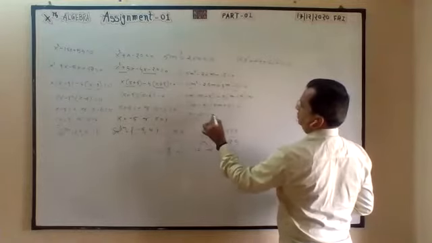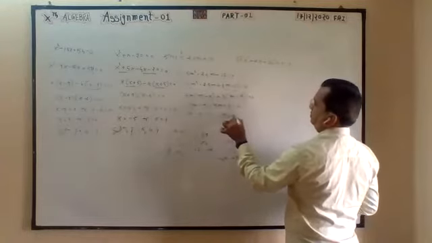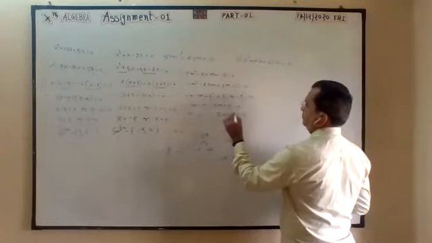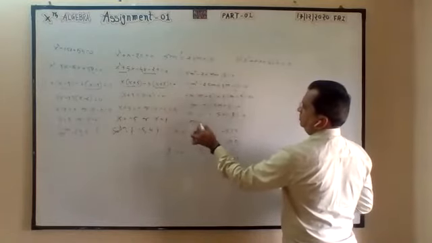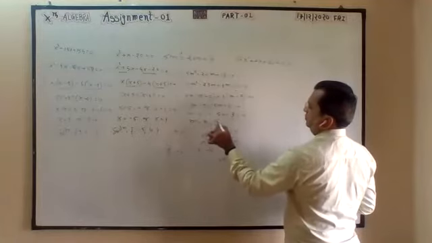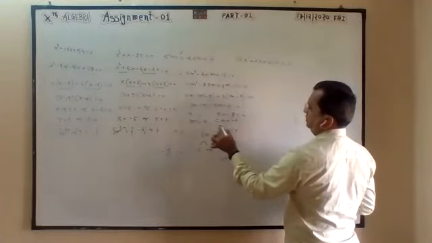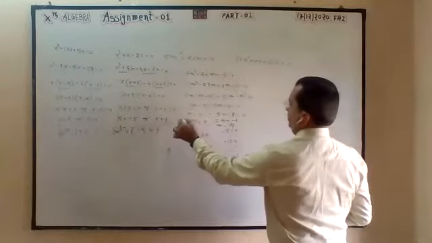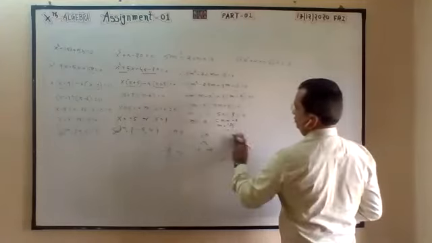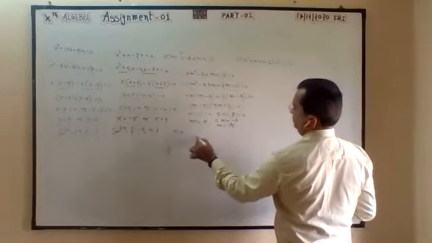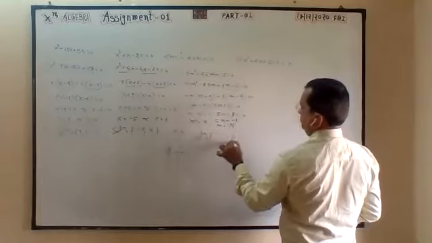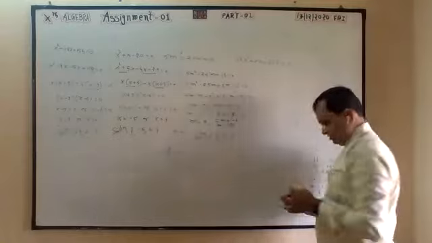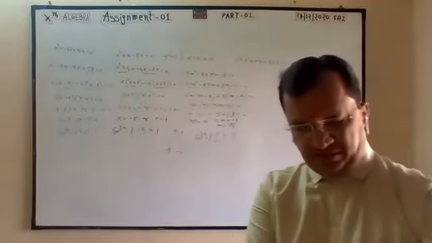So m minus 5 is equal to 0. 5m plus 3 is equal to 0. So m is equal to plus 5. 5m is equal to minus 3. So m is equal to minus 3 by 5. So here the solution will be this. You have to copy.